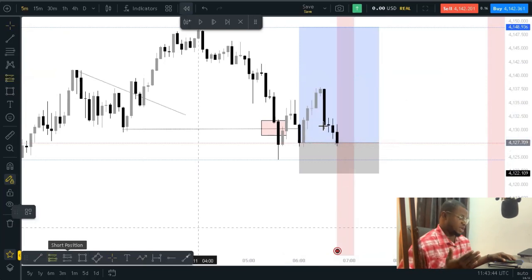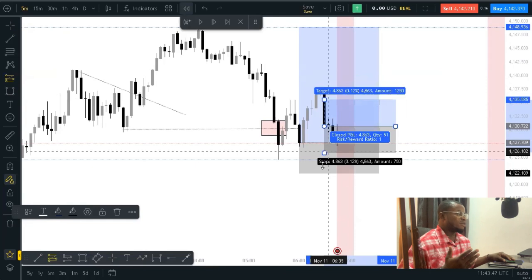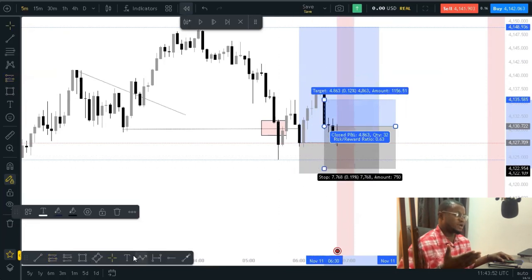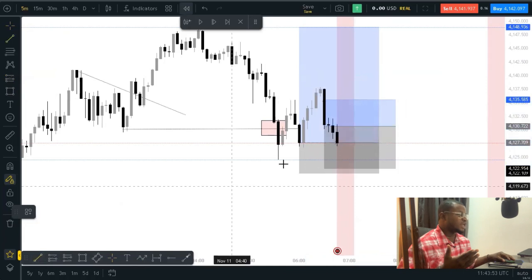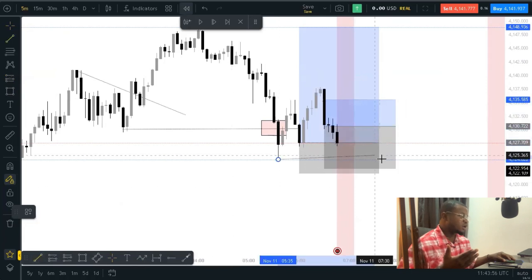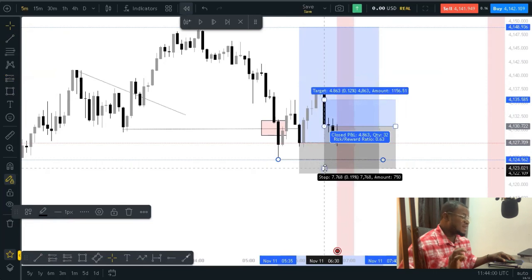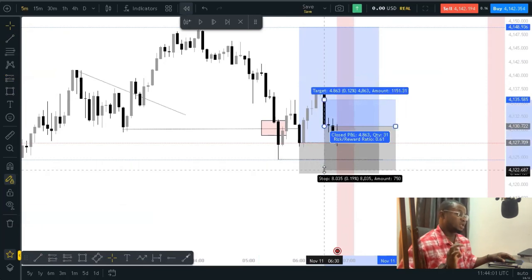So I got the entry here, stop loss at the most recent low. Okay, most recent low. This is where the liquidity rests. So if price should come below this level, price will do what? Price will only react a little below it because that's where the liquidity rests.